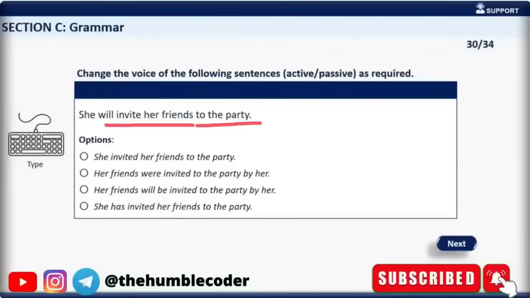I want all of you to just pause the video for a moment and think of the answers before directly jumping onto the solution. This will help you practice it in a better way. Okay. Now let's see the answer for this question. The answer for this question is going to be, her friends will be invited to the party by her. Moving on to the next question now.